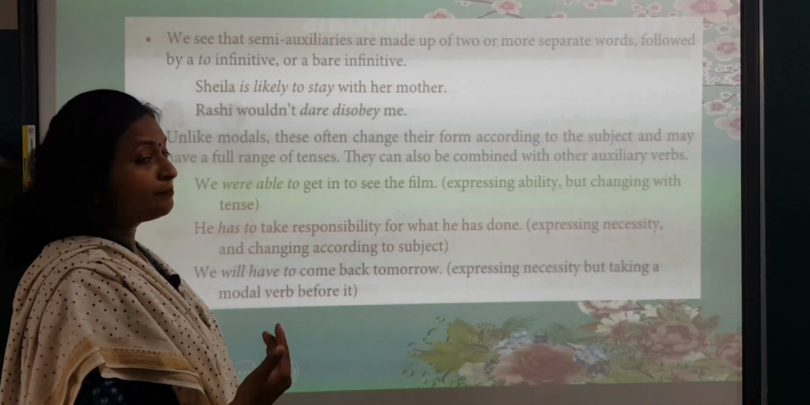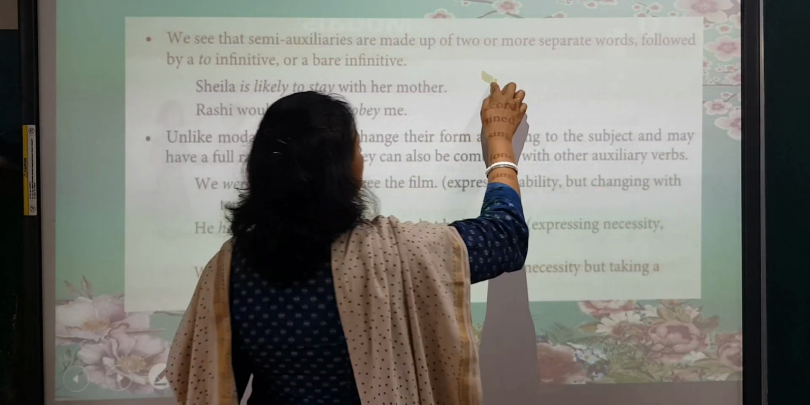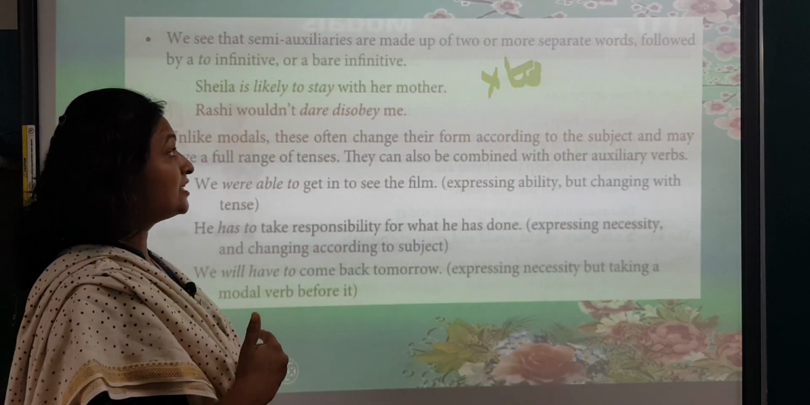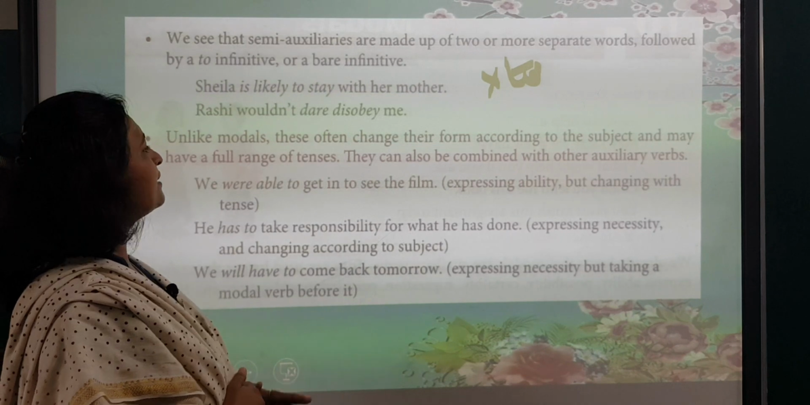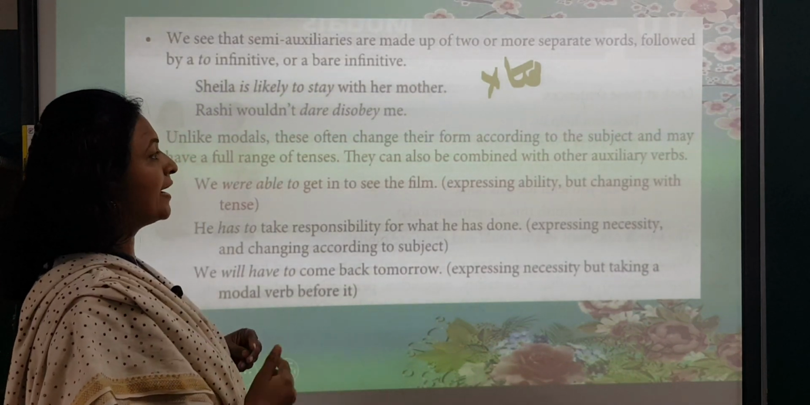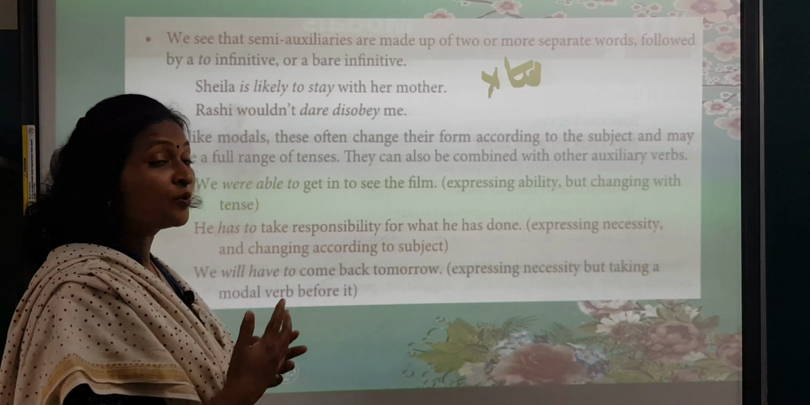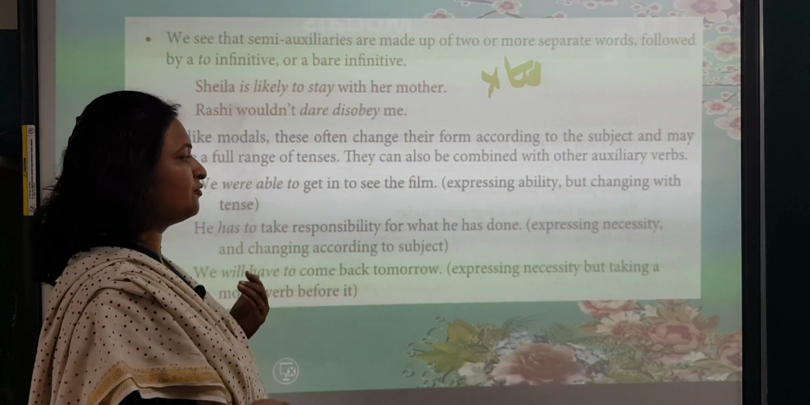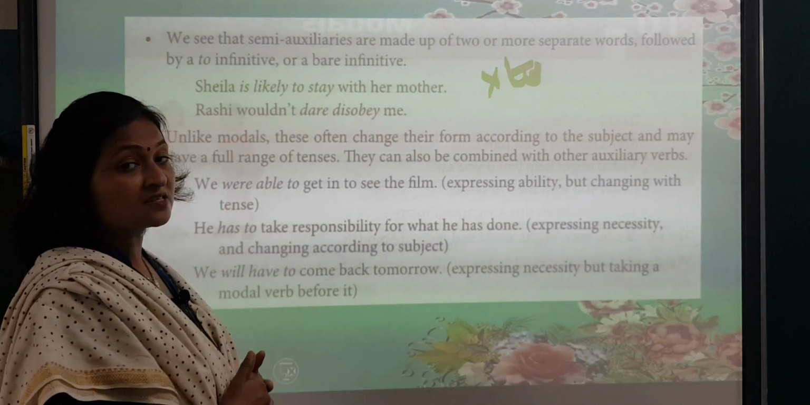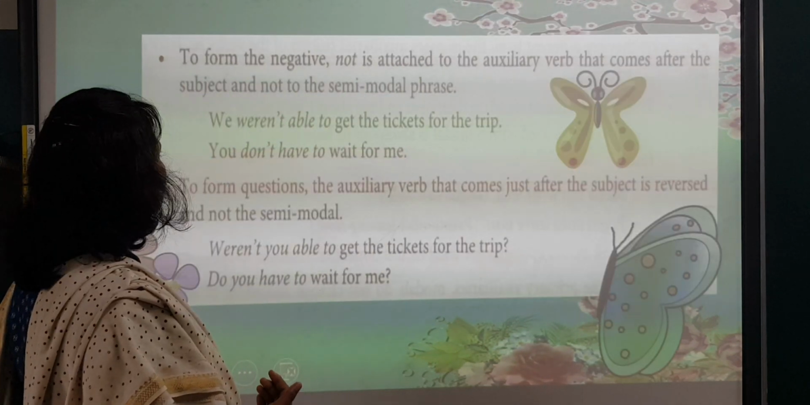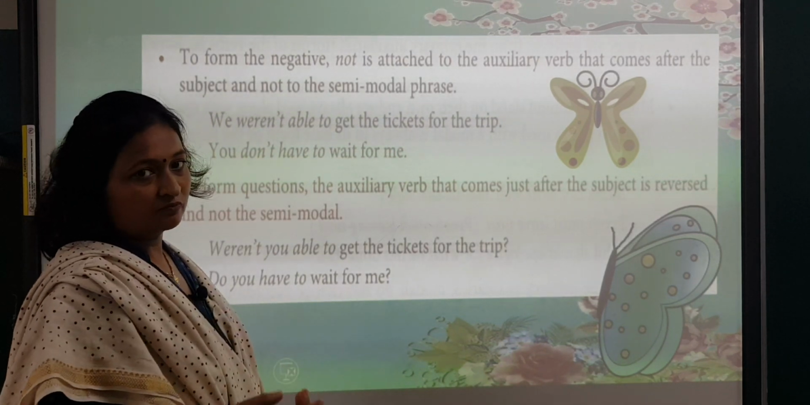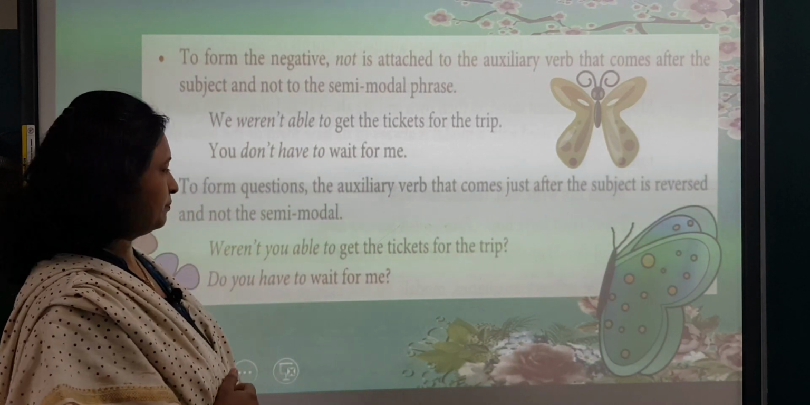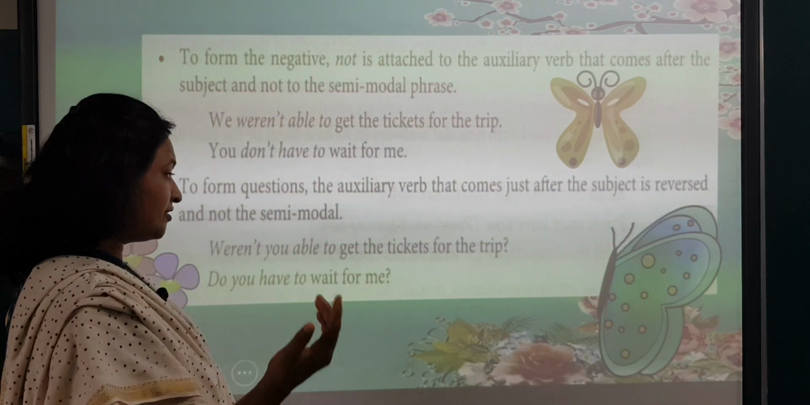They are followed by a to-infinitive or a bare infinitive. So, when there is no to, we call it a bare infinitive. Sheila is likely to stay with her mother. So, unlike modals, these often change their form according to the subject and may have a full range of tenses. He has to take responsibility for what he has done. Now, here it is expressing the necessity of it. To form the negative, whenever you use not, it becomes a negative. We weren't able to get the tickets for the trip. To form questions: weren't you able to get the tickets?